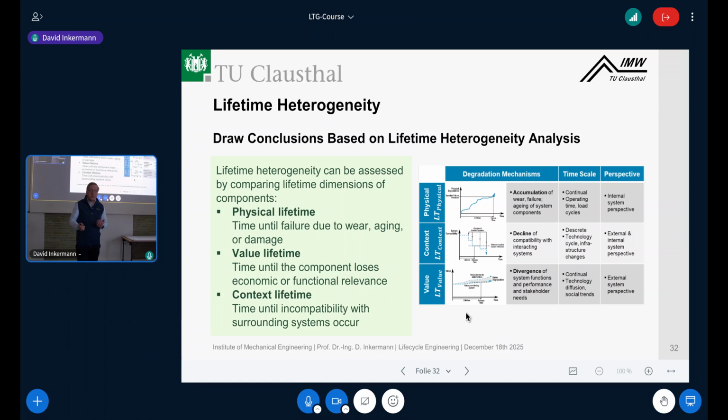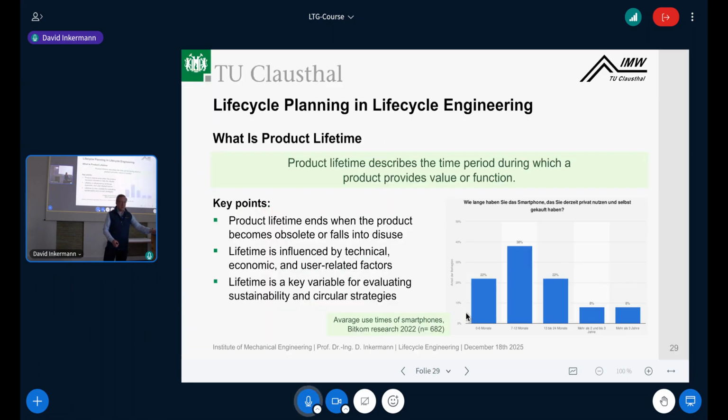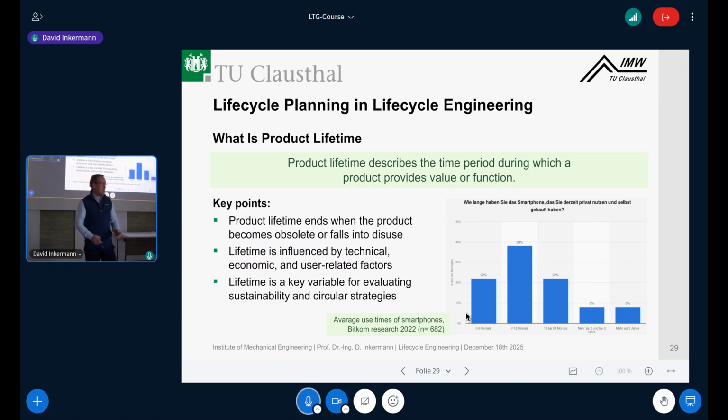From a technical point of view, as a mechanical engineer, I mostly refer to the physical perspective, but as we discussed before, the value perspective is also very relevant, because I brought this example some slides before about the smartphone. The main reason why smartphones are replaced is not the physical lifetime, it's the value lifetime. Because you decide there's another, fancier, newer smartphone available, and that's the reason why you would like to replace it.